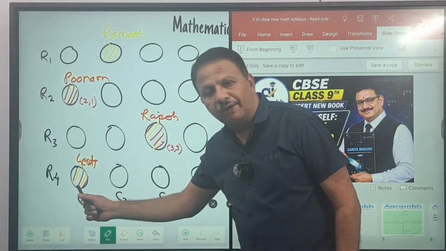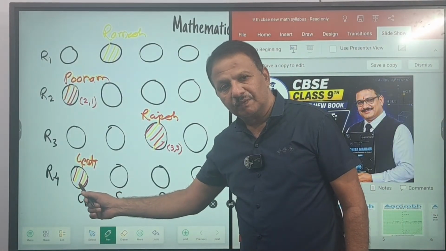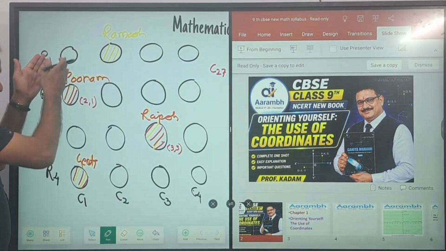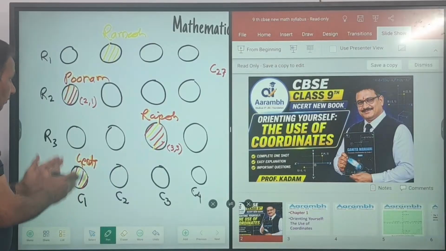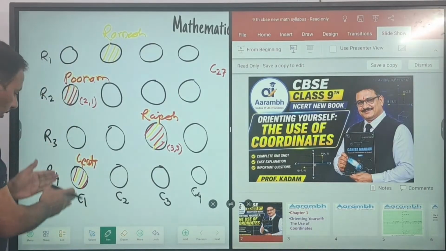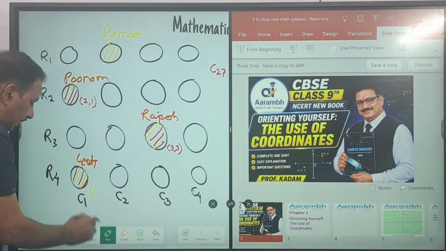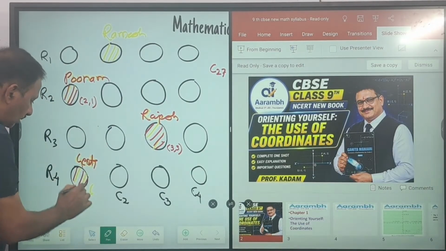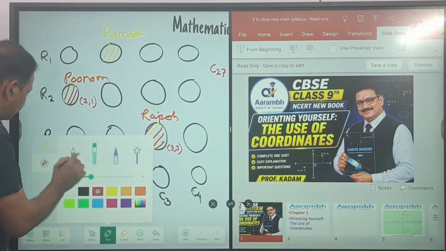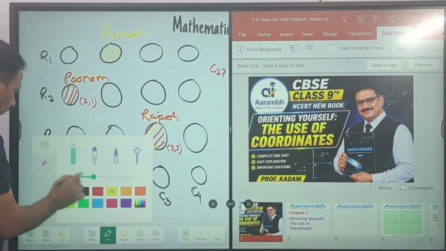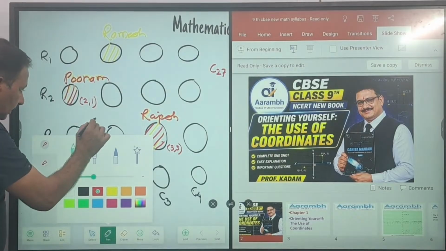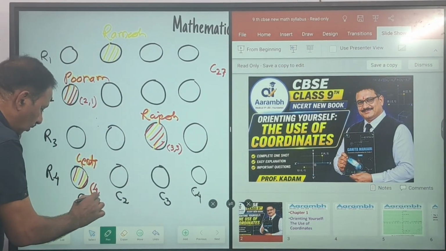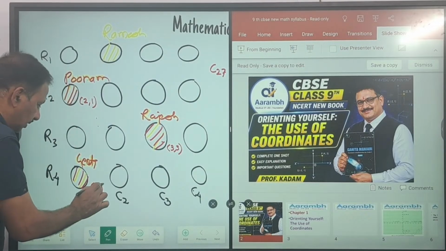Similarly, we can find the location of Gita. Gita is in the fourth row and in the first column. It means the coordinates of Gita will be like this: fourth row means 4, first column means 1. So the coordinates of Gita are 4, 1.